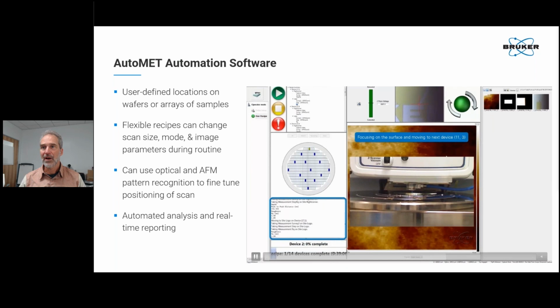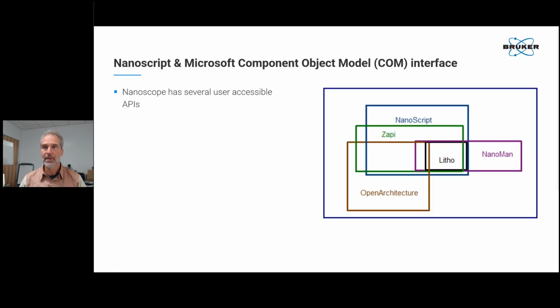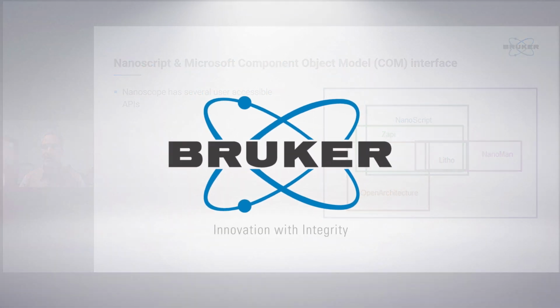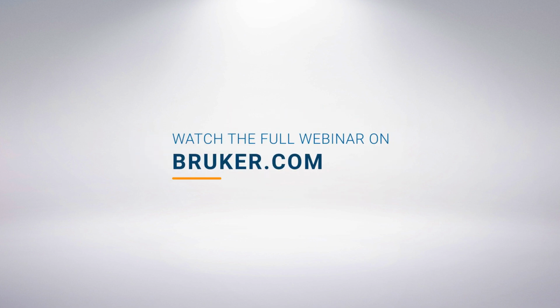Now, AutoMet is a powerful solution, and it allows acquisition of a lot of data if positions can be set up ahead of time. But for more complicated scripting like automated experimentation, an API to control the AFM is needed. So we actually have several user accessible APIs in Nanoscope. The first was Nanoscript.